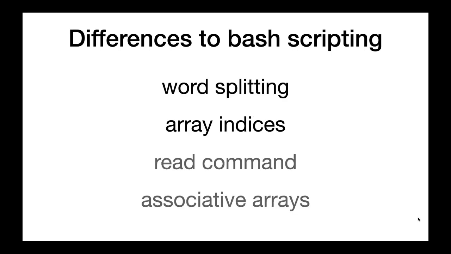A few others that I've encountered: the read command, which is a built-in to Z shell, behaves somewhat differently than the one in bash. And Z shell has associative arrays, which are kind of like dictionaries, very weak dictionaries. They can be useful in certain situations. It's good that we have them now.